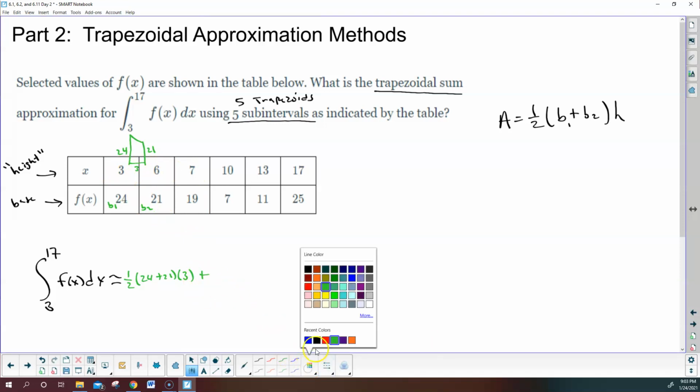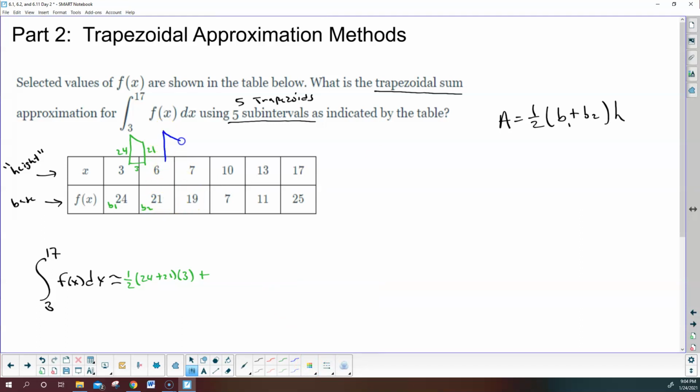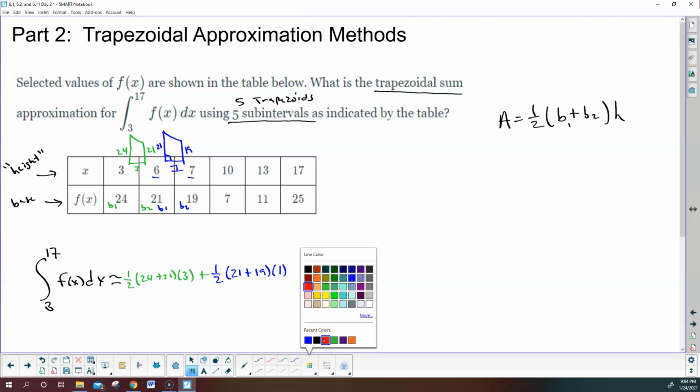Now, the next one, and I think it's important to color coordinate this. The next one is going to go from 22 to 19, so it's going to be taller on this side. And I'm kind of exaggerating these, but here's what we got. Well, now base 1 for the blue trapezoid is 21, and base 2 is 19. What is the width? Well, the distance between 6 and 7 is 1. So 1/2 base 1 plus base 2 times the height, which is 1, and that'll give me the area for that trapezoid.